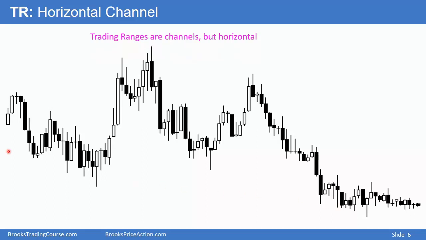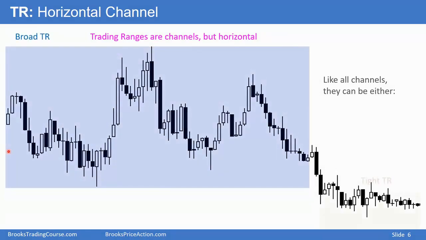Trading range has the word range in it, and that implies that there's a top and a bottom, and therefore there's a channel, but it's horizontal. Like all channels, they can be very broad, or they can be very tight. By broad, I mean a lot of room from top to bottom. Stop entry traders usually can make money buying at the bottom and then selling below bars at the top. When they're tight, it's very difficult to make money buying above bull bars, even very good looking bull bars like this. Usually better not to trade when they're tight.